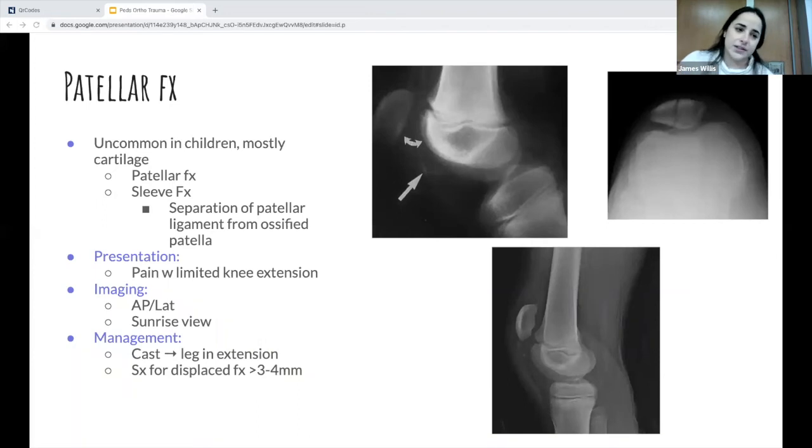Patellar fractures are uncommon in pediatric patients because mostly the patella is cartilage. This is an actual patellar fracture, but you can also get an injury called a sleeve fracture, which is a separation of the patellar ligament from the ossified patella. Patients will have pain with limited knee extension. For imaging, you need AP, lateral, and also your sunrise view, which is this view. In terms of management, they need a knee cast with the leg in extension, and if it is displaced more than 3 to 4 millimeters, then they need surgical repair.